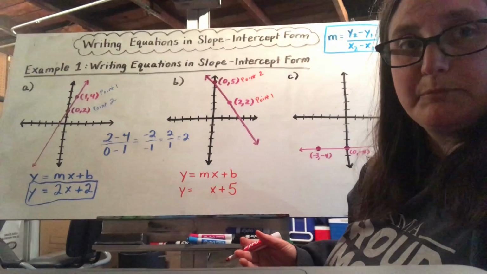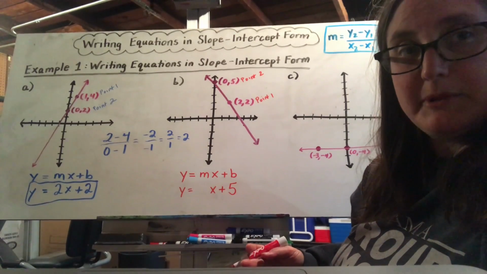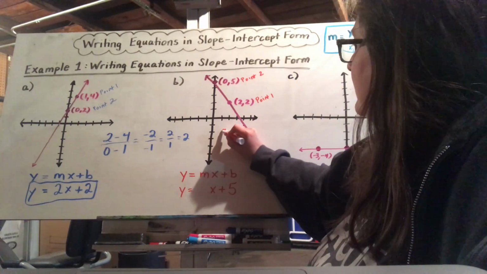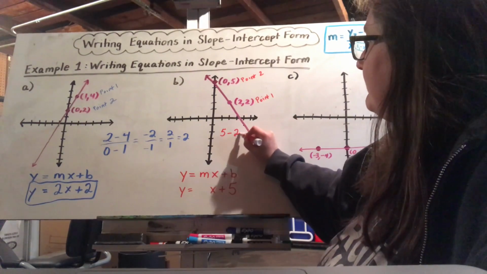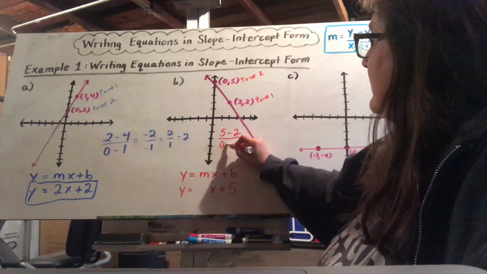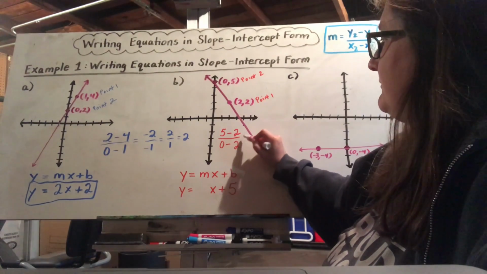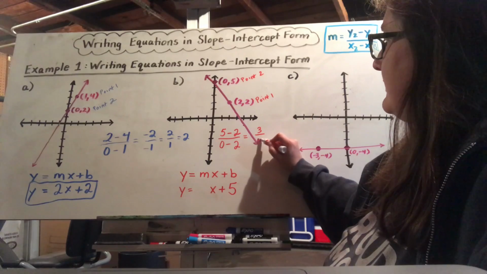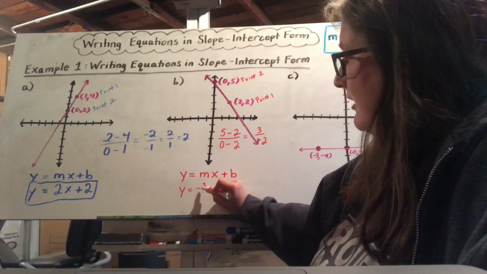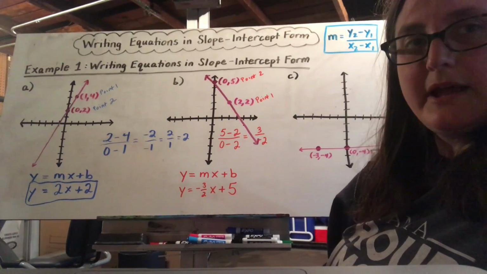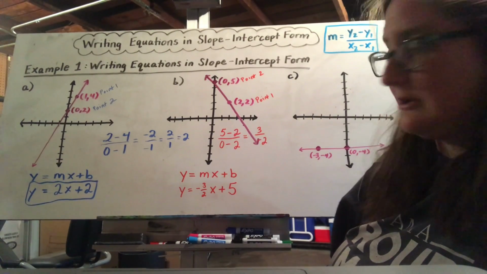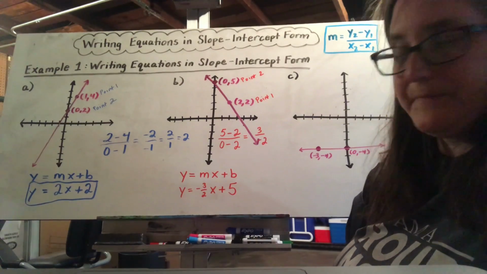It doesn't matter which one you decide is point 1 or point 2, you just stick with it throughout your formula. So the y from point 2 is 5 minus the y from point 1, which is 2. The x from point 2 is 0 minus the x from point 1, which is 2. And I get 3 over negative 2 here. So negative 3/2 is my slope. I could also write it as a mixed number or a decimal, but I prefer to just leave it as an improper fraction because then I've got my rise and my run.